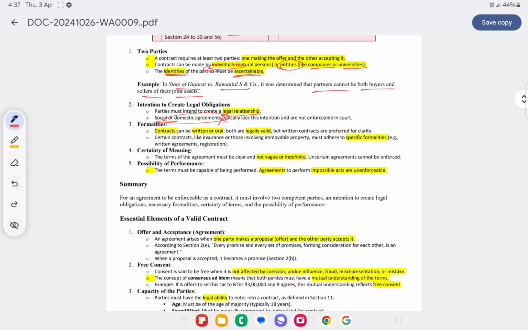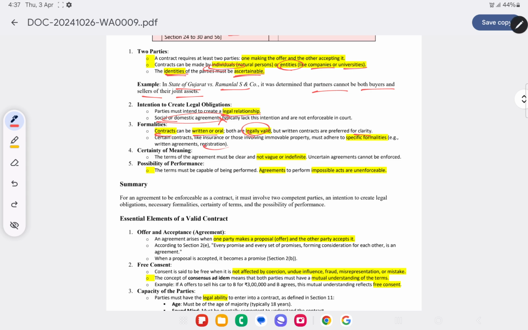Formalities are that contracts can be written or oral. Both are legally valid, but which one is more reliable? Written is more reliable. It's preferred for clarity. Certain contracts like insurance can again be written or oral. Both are valid, but written is any day preferred as compared to oral.